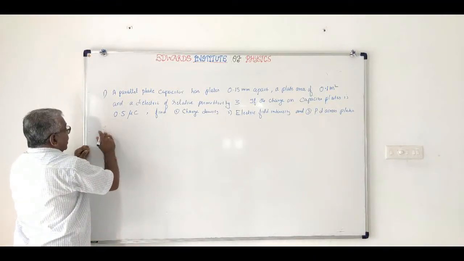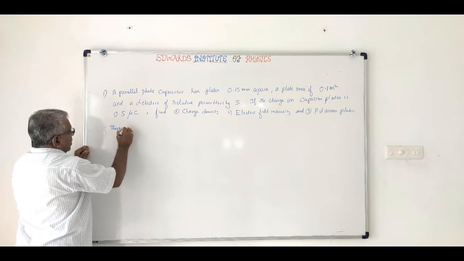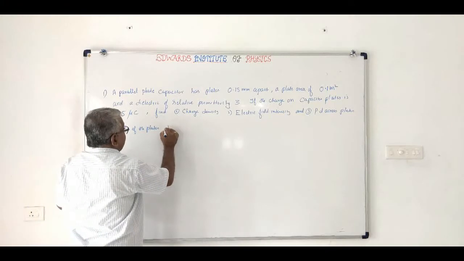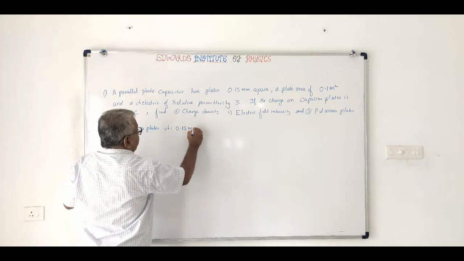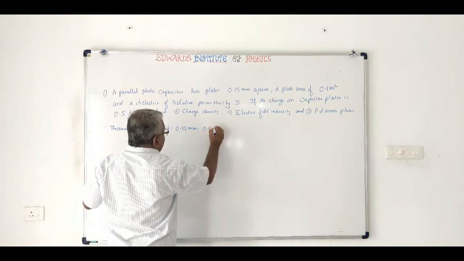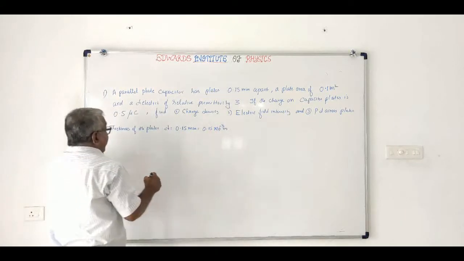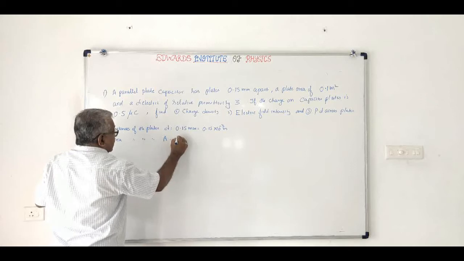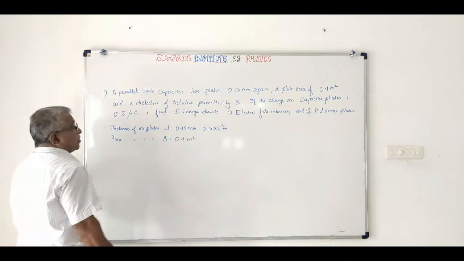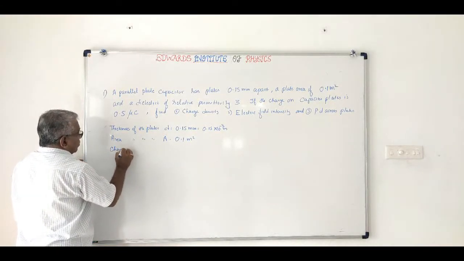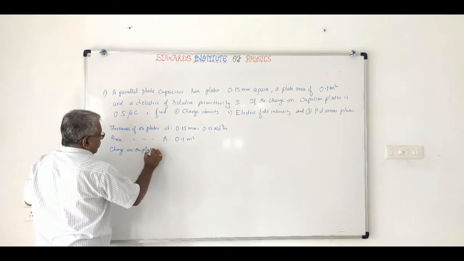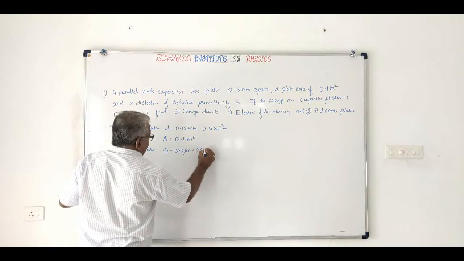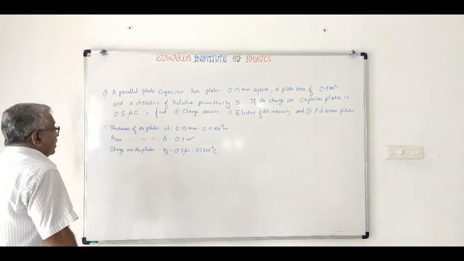One is thickness of the plates. Thickness of the plates D is equal to 0.15 millimeter, and that is equal to 0.15 into 10 raised to minus 3 meters. Area of the plates A is equal to 0.1 meter square. Charge on the plates Q is equal to 0.5 microcoulomb, and that is equal to 0.5 into 10 raised to minus 6 coulombs. These are the data given.